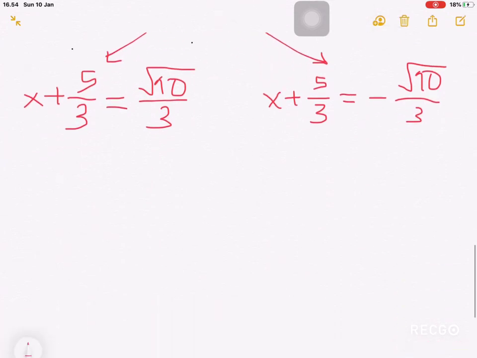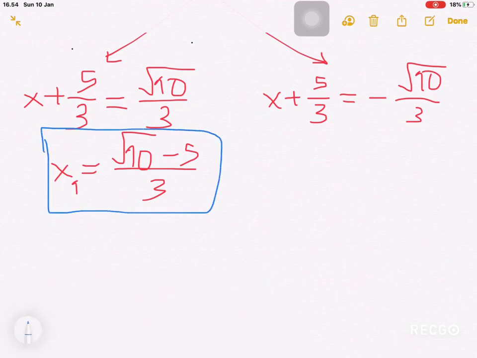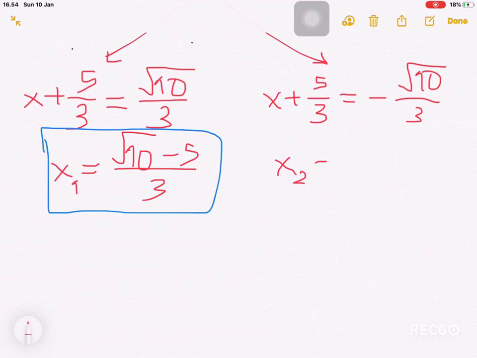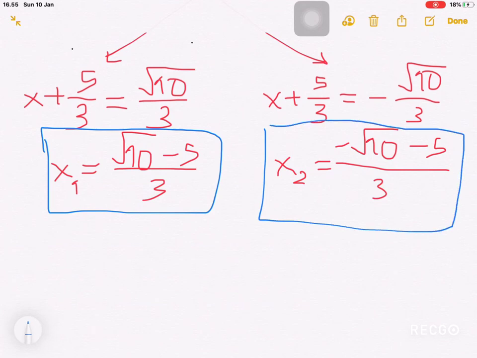And you can just simplify this by subtracting 5 over 3 on both sides. We can get that x is equal to square root of 10 minus 5 over 3, and I just combine the fractions right here, and I'll just call this x1 for our first value. Okay, so for our x2 value, after doing all that, we get negative square root of 10 minus 5 over 3, and that's our two x values right there. And we're done with the first method.